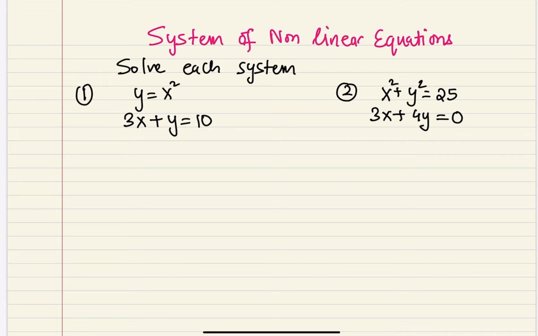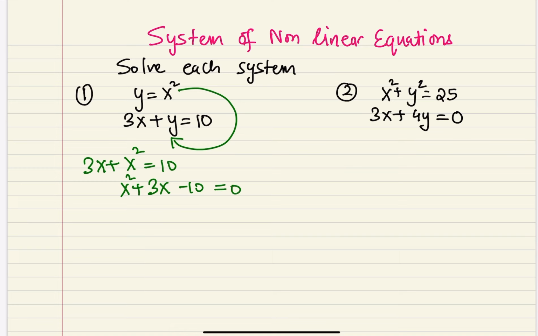So y equals x squared, 3x plus y equals 10. This one looks like it can be easily solved using substitution. So I'm going to substitute y equals x squared into the second equation. So 3x plus x squared equals 10. And now let's solve it. This leaves me with x squared plus 3x minus 10 equal to 0, putting it in a nice clean form. (x plus 5)(x minus 2) equals 0 when we factor it. So we get x equals negative 5 and positive 2.